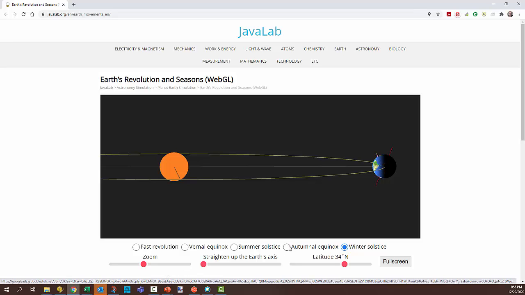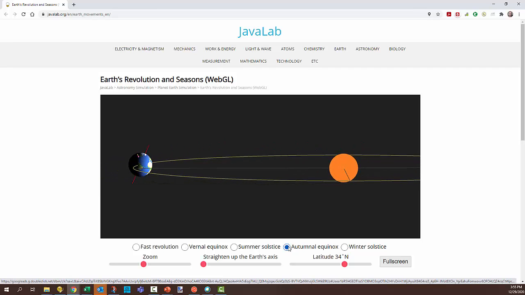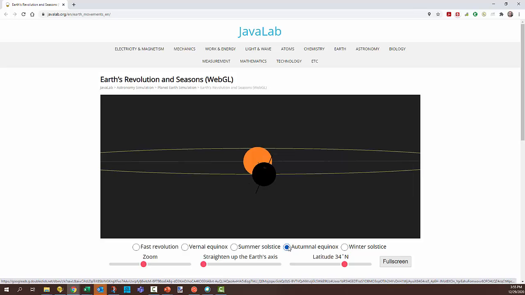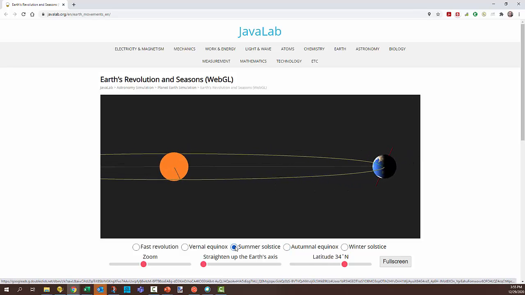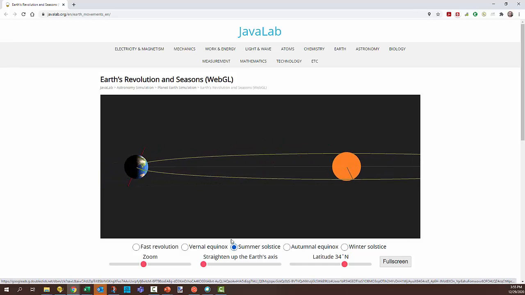Now I'm going to move to other positions, for example here. Now here we are not looking at the side of the Earth that's facing the sun. That's why we see it dark. We are looking at the dark side of the Earth, or the side that's experiencing nighttime right now. Okay, if we go here, now this is the side facing the sun.